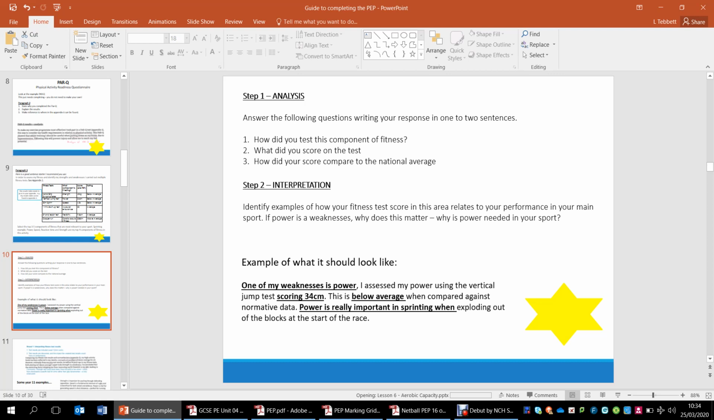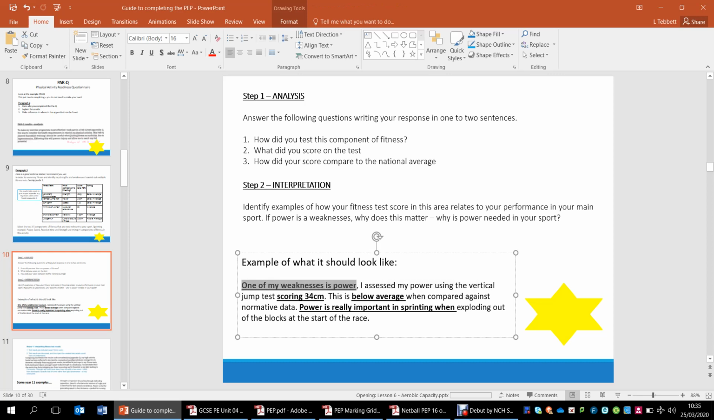So if you look at my example below, this is a very structured example. One of my weaknesses is power. I assessed my power using the vertical jump test, scoring 34 centimetres. This is below average when compared against normative data. Now that is my analysis of one of my components of fitness.